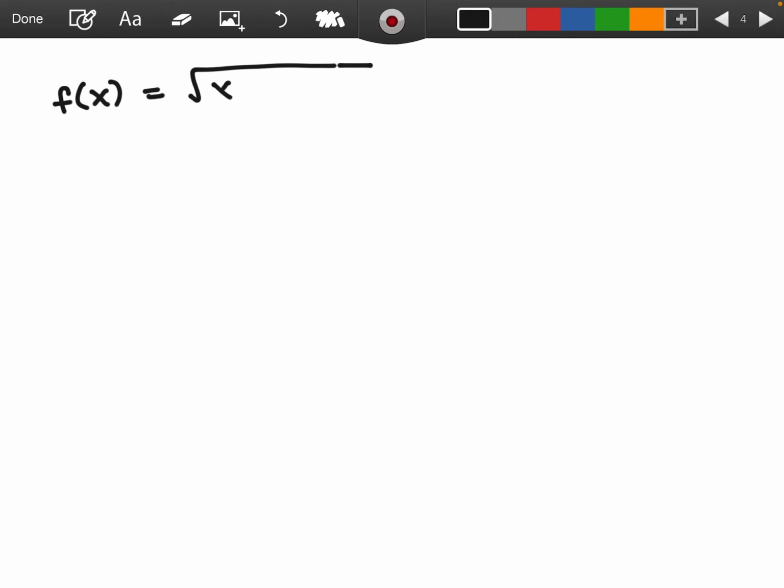Another one that I want to look at is when you deal with square roots. So let's say I've got f of x is equal to the square root of x squared minus 36. This time to find the domain, again, we look at what real numbers this function is defined for. When is it not defined? And wherever it's not defined, you take those values out of your real numbers.